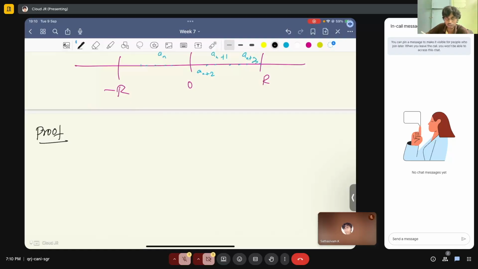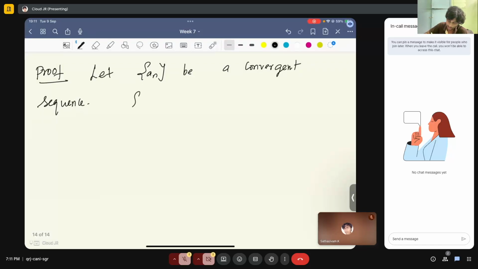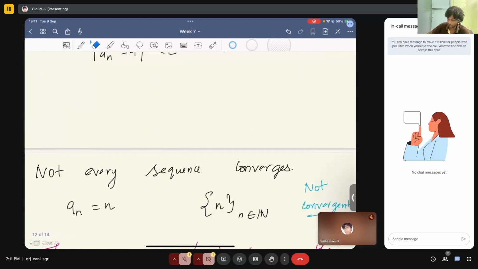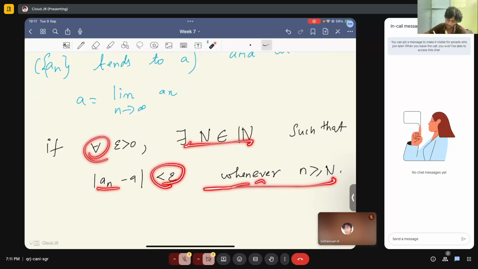So what we are going to prove is if your sequence is convergent, then it is bounded. Let a_n be a convergent sequence. Let's say a_n converges to a. So what does this tell you? That means for any epsilon, there exists a natural number N such that |a_n minus a| is less than epsilon whenever n is greater than or equal to N, right? When it has to happen for every epsilon.